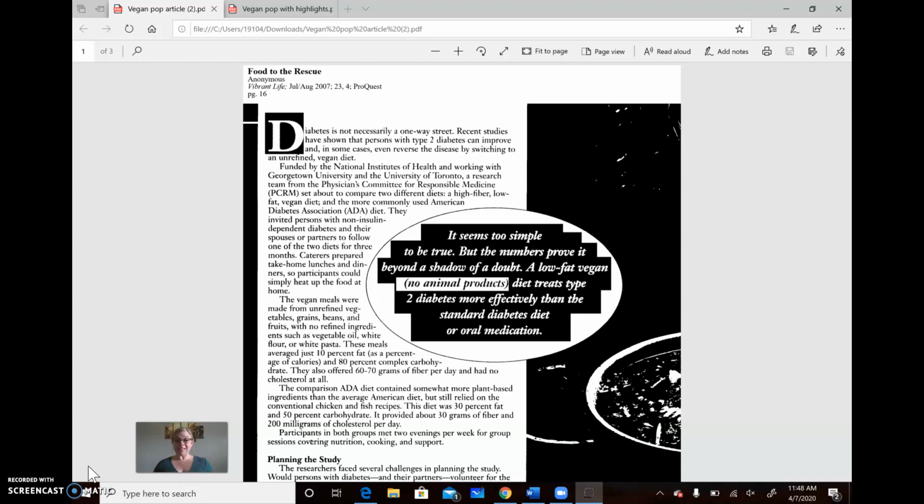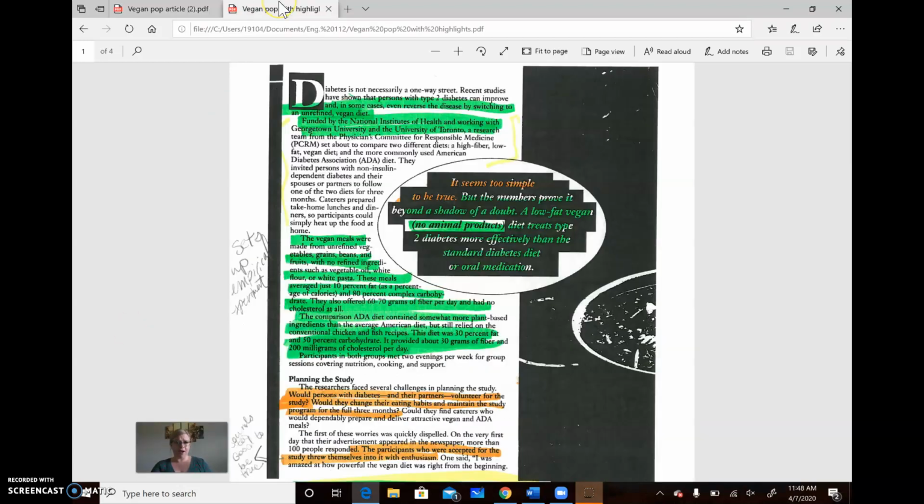Now, the first time I read this, I was like, this is amazing. I want to be a vegan. I'll never have diabetes. But you might have read it and thought otherwise when you saw it yourself. Anyway, I want to show you what I did. I'm going to show you how I worked this.